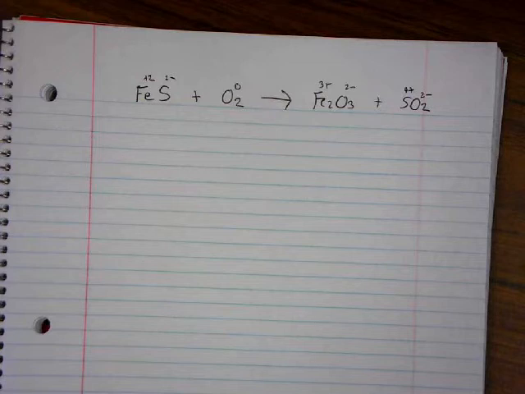The O2 and the SO2, you termed it as 2 minus because of our rules from earlier? Yes. Oxygen's always minus 2, unless it's part of a peroxide. All right, finish it.